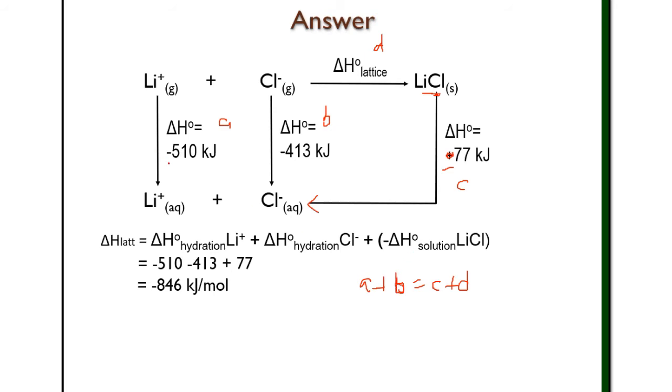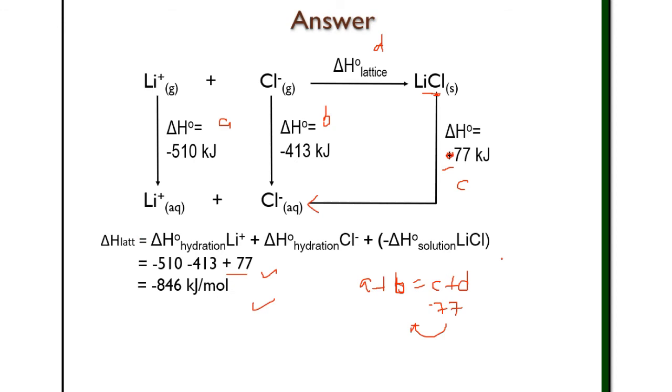Okay, now A plus B means -510 plus -413 equal to C plus D. C just now is -77. So if you want to find the D, right? Okay, so you transfer to here. That's why it becomes +77. That's why the substitution and the final answer remain the same. Just the working here, you have to show up.